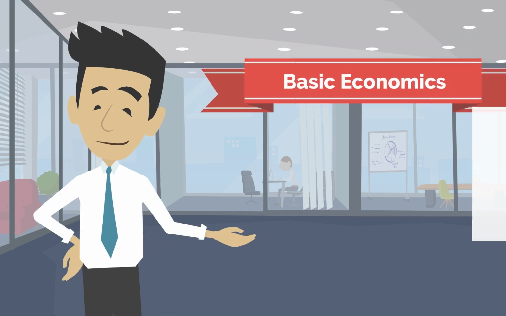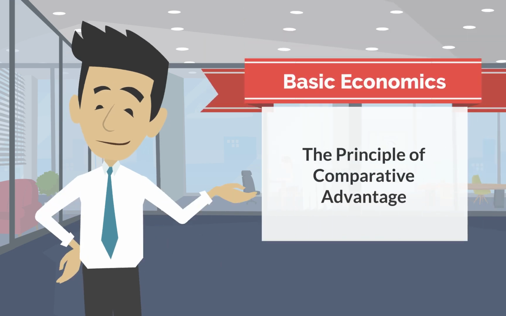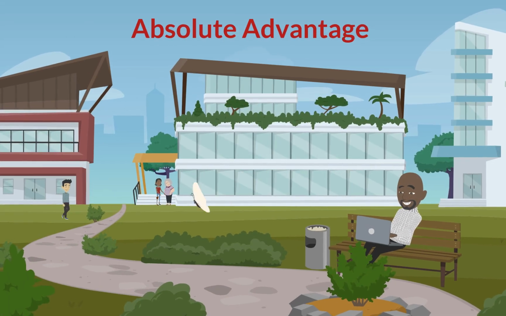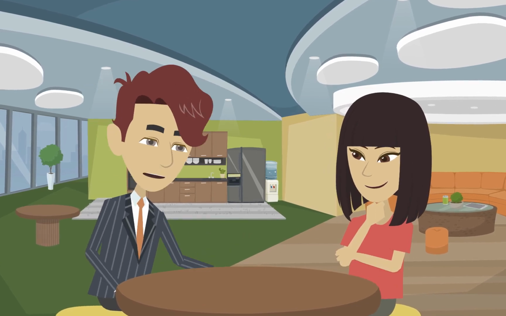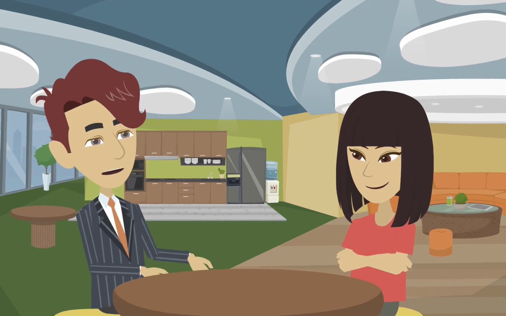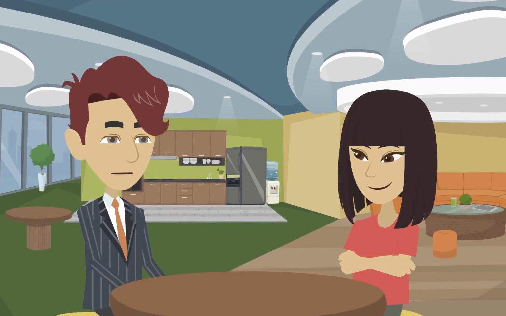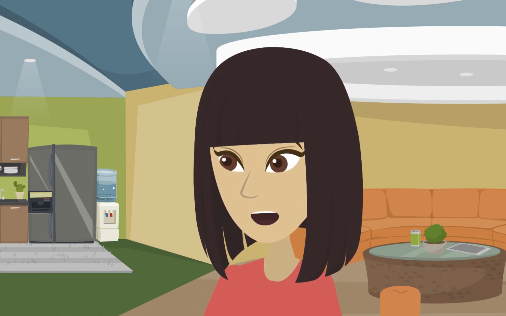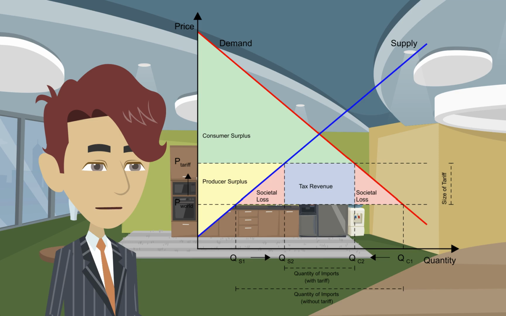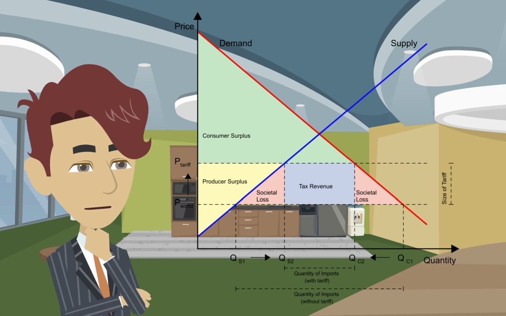Basic economics. The principle of comparative advantage. Absolute advantage. Have you ever wondered how two people or countries can both benefit from trade, even if one is better at producing everything? Yes, that does seem puzzling. How can that be possible? It's a concept called comparative advantage.